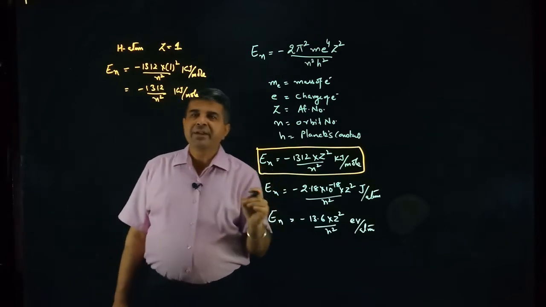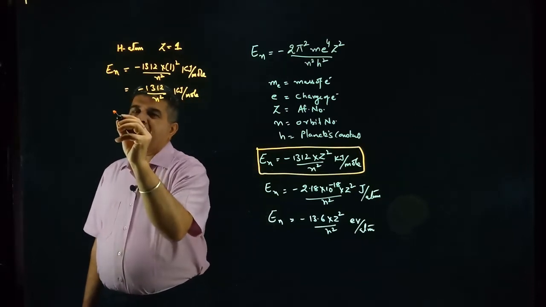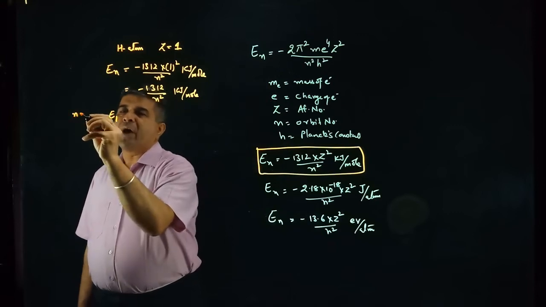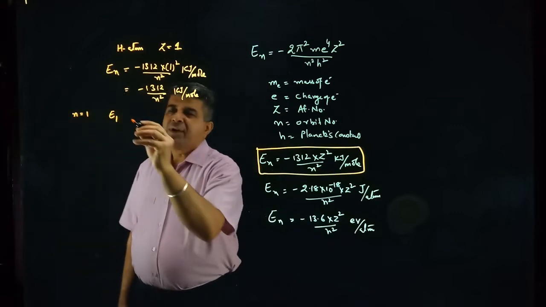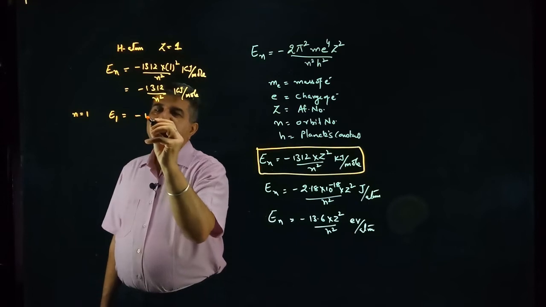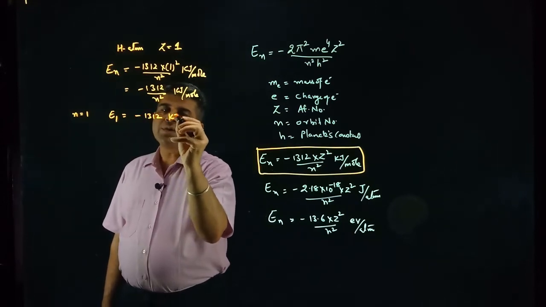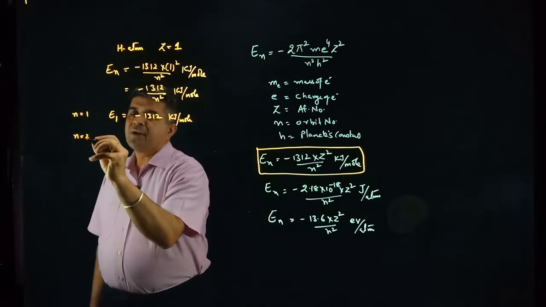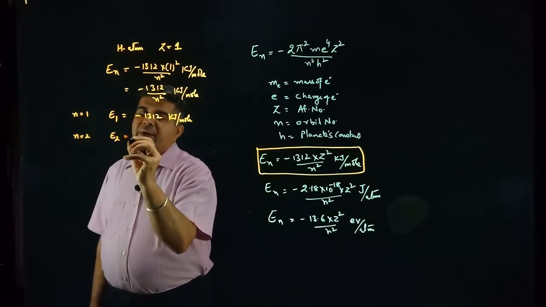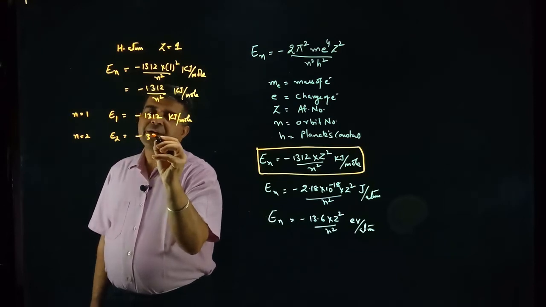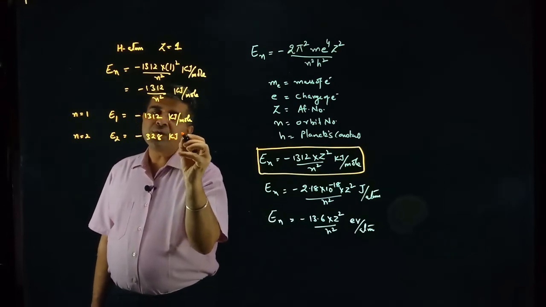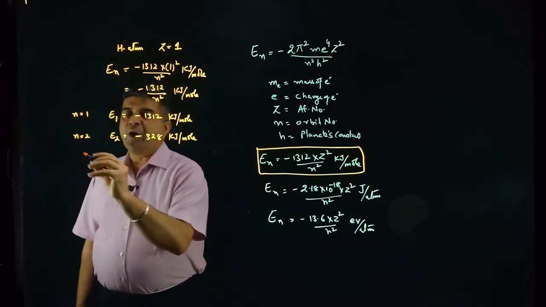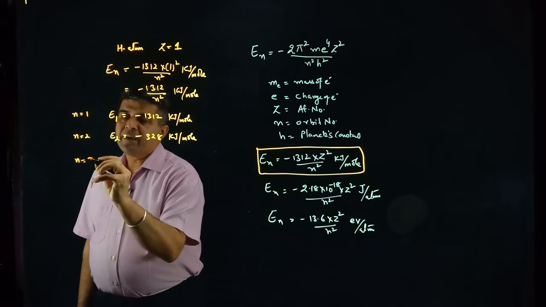Now suppose I am calculating for the first orbit, so when n is equal to 1, it is for the first orbit. In the case of the first orbit, it would be minus 1312 kilojoules per mole. Now for the second orbit, it would be E2, which would be minus 328 kilojoules per mole. So this is the value for the second orbit. Now the energy for the third orbit can be calculated.